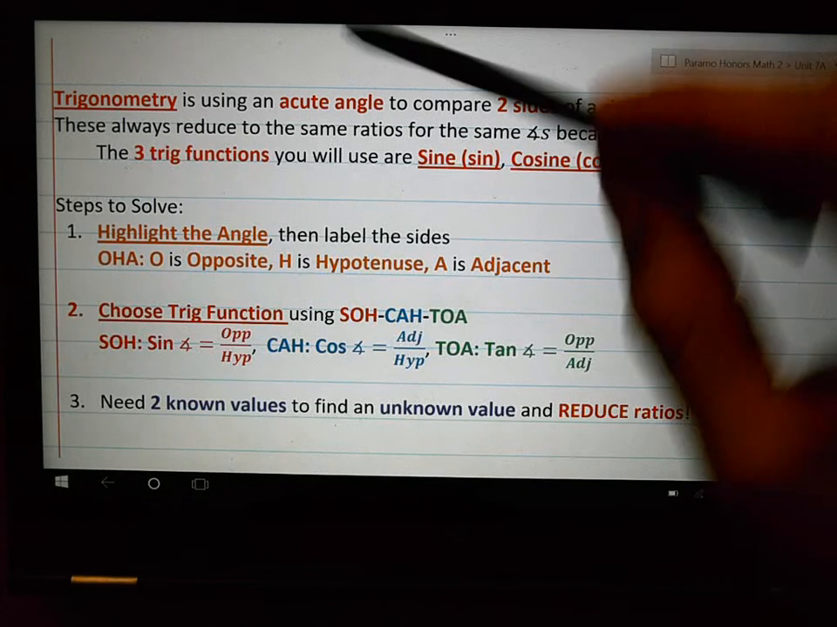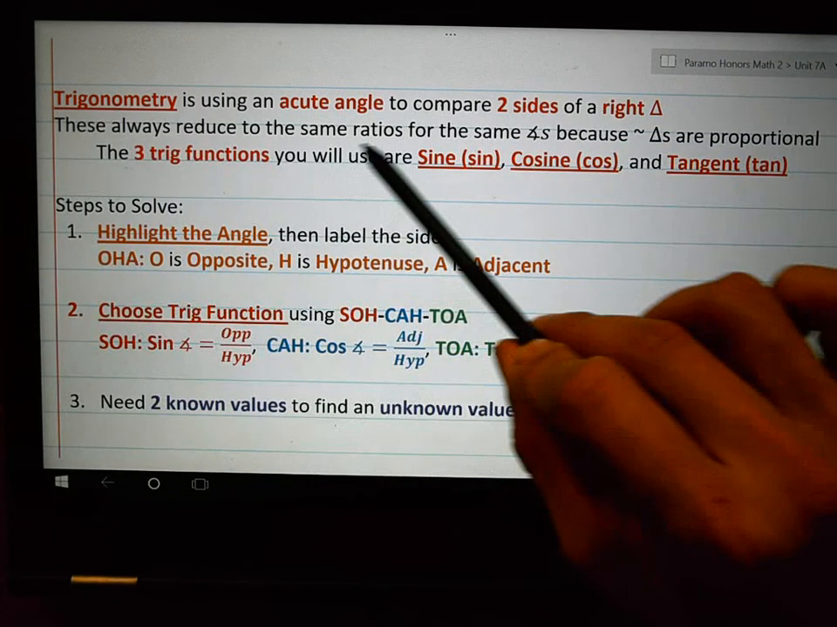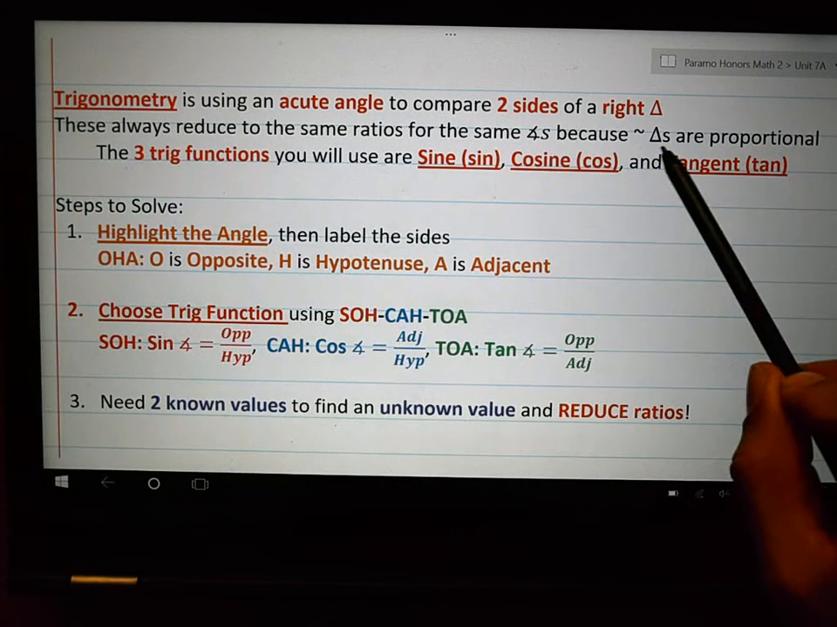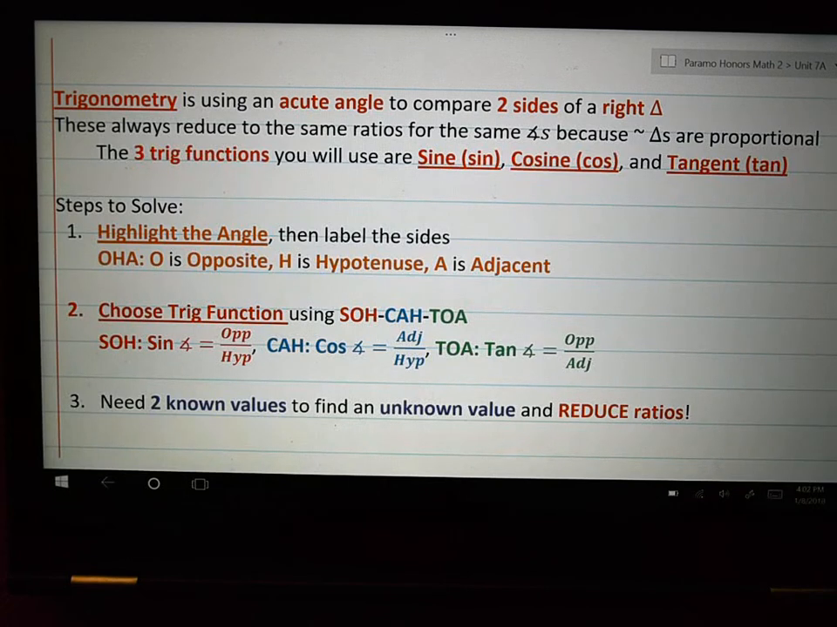Now, what's interesting about trig to me is that they always reduce to the same ratios for the same angles because similar angles are proportional. This is a very deep concept, this particular sentence that you wrote down. You may not understand it fully yet, but we will go more into depth with it later. If you don't understand what this means, don't worry about it just yet. I'm hoping after you see several things in 7.3b, you will have a thorough understanding of what this means.